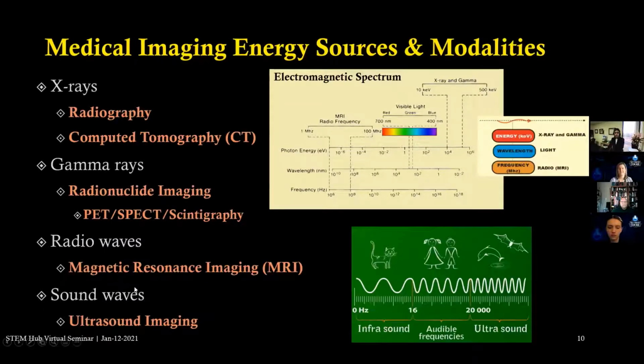And the last one, the sound waves, are not part of the electromagnetic spectrum. Sound waves are basically mechanical waves, but these can also be used to produce images. We know that below 20 kilohertz is the audible range for us, but we can use frequencies above 20 kilohertz, which are in the ultrasound range, for capturing images of the body.